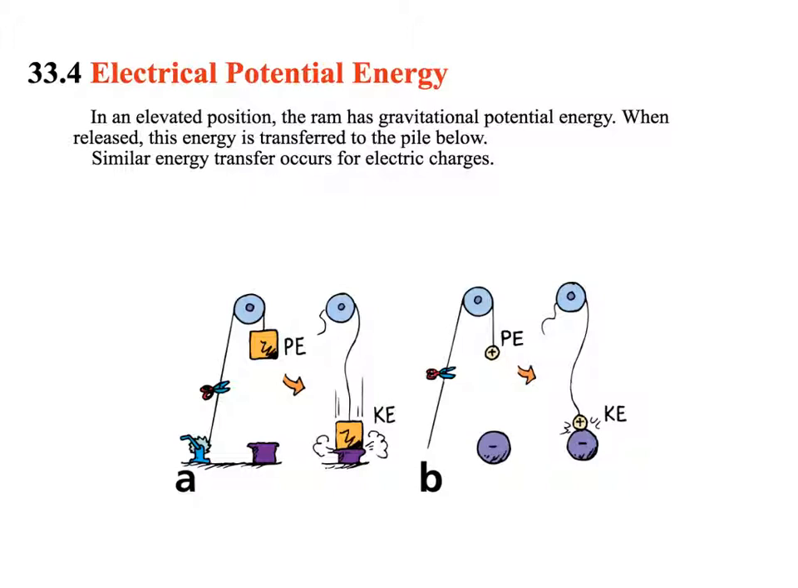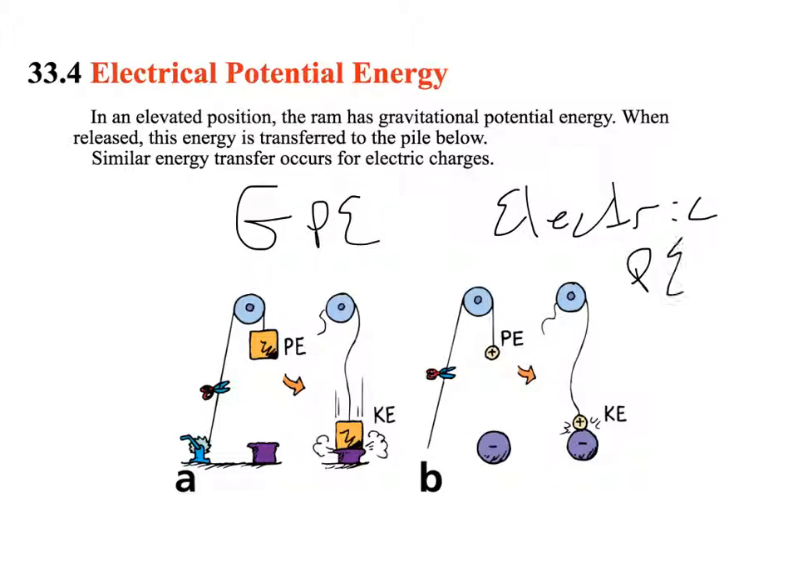So if you look at it this way, over here we had gravitational potential energy. Now we're looking at electric potential energy. Because you see this is a plus charge and this is a minus charge. If you cut the line, they are attracted to one another. So you have potential and kinetic energy.